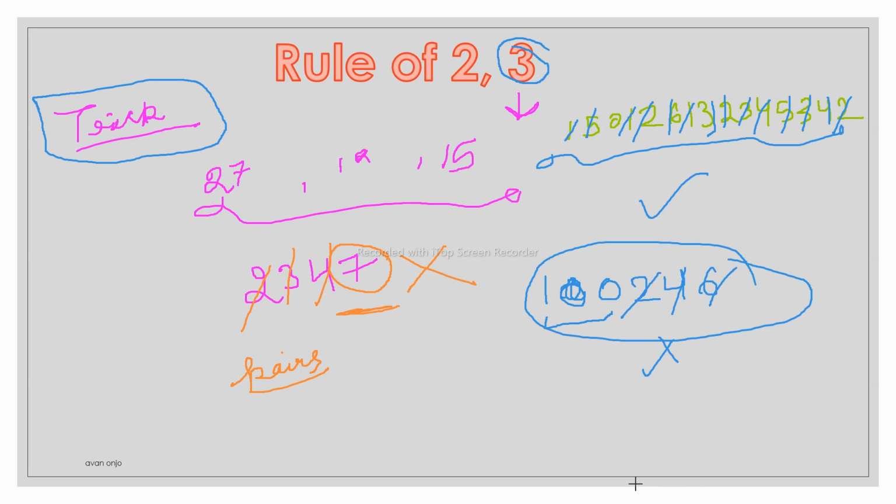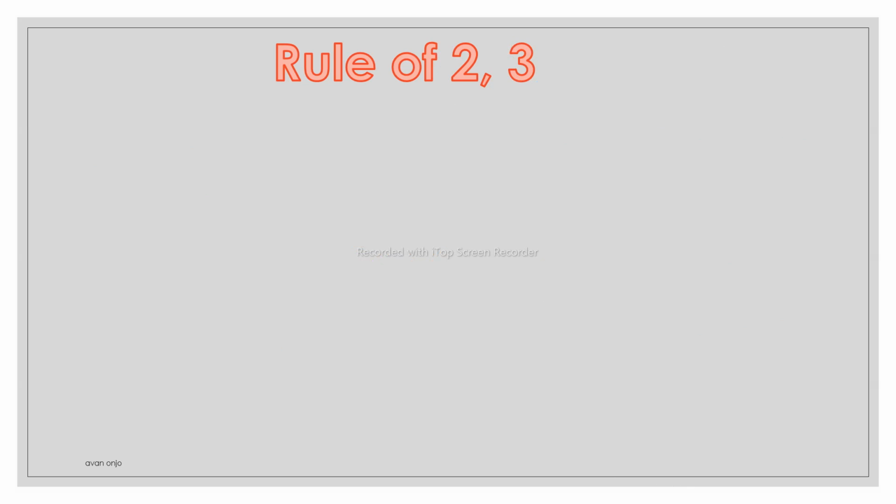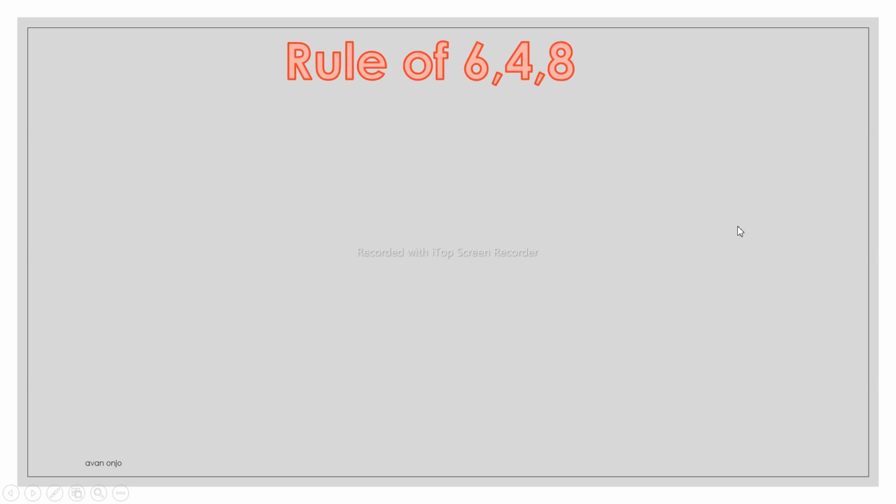Now I'm going to move on to the next divisibility rule. It is going to be the divisibility rule of 6, 4 and 8. Let us see the rule of 6, 4 and 8. Let me just pick up a pen. Let me first discuss the rule of 6.